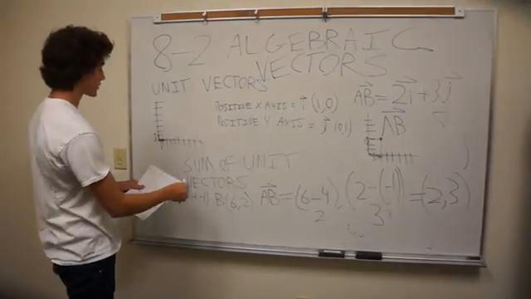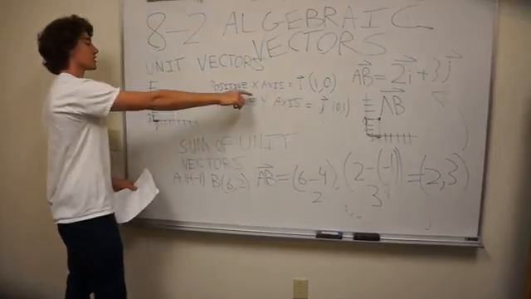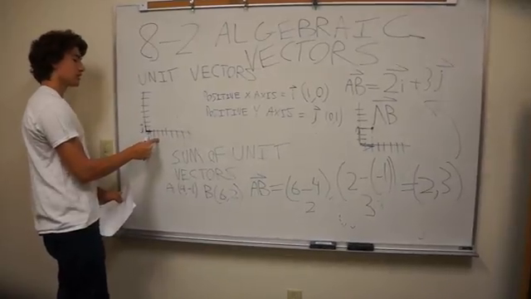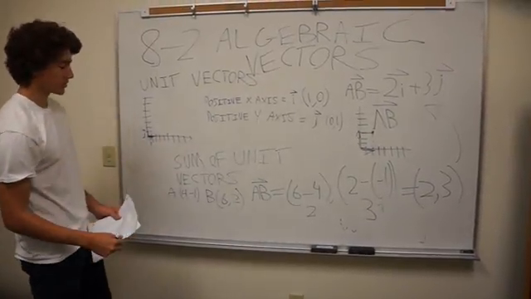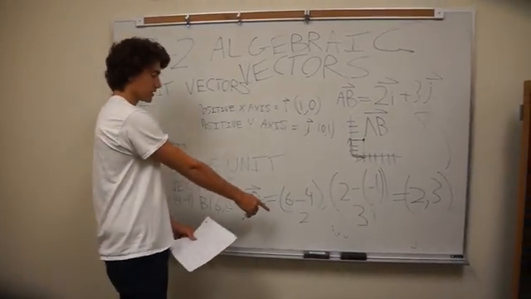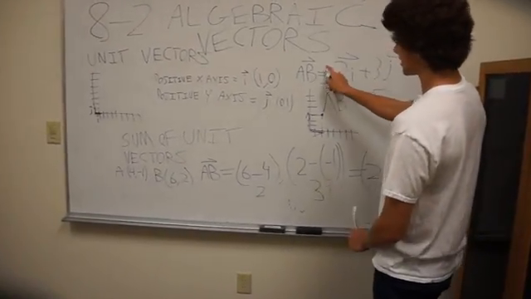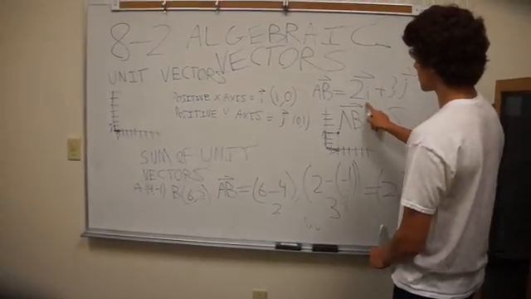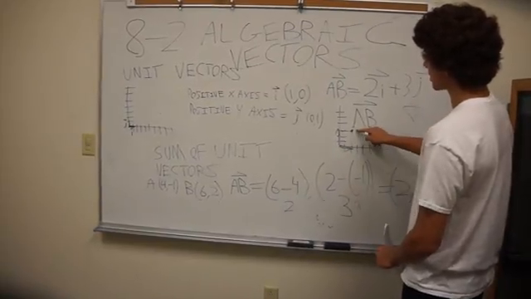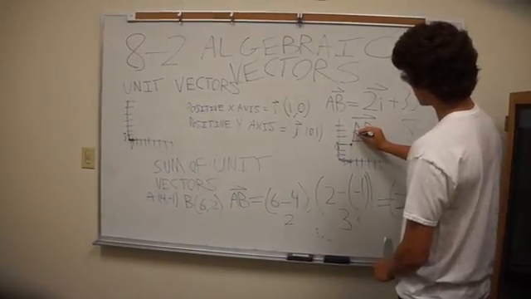Unit vectors are the measure of i's and j's, where i is the positive x-axis, how many units it goes across, and j is the positive y-axis, how many units it goes across. You find the sum of unit vectors by putting these two vectors together, and this is how you write the sum of unit vectors. So 2i goes across the x-axis 2 units, and 3j goes up 3 units, and then you get AB.